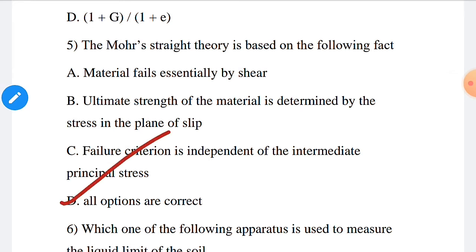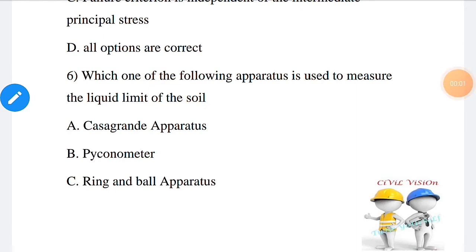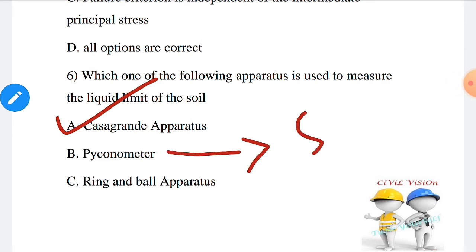Option D. Next one. Sixth one. Which one of the following apparatus is used to measure the liquid limit of the soil? The correct answer for this question is option A, Casagrande apparatus. Whereas pycnometer is used to determine the specific gravity of the soil. Correct answer for this question is option A, Casagrande apparatus.